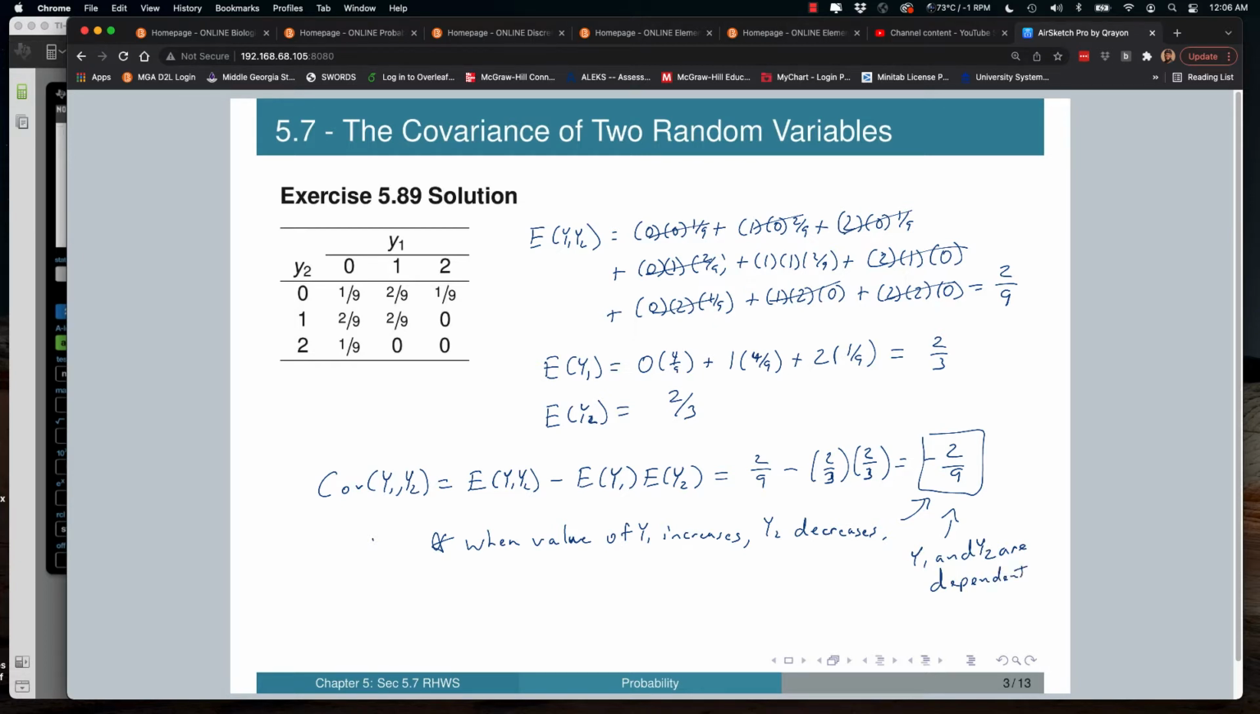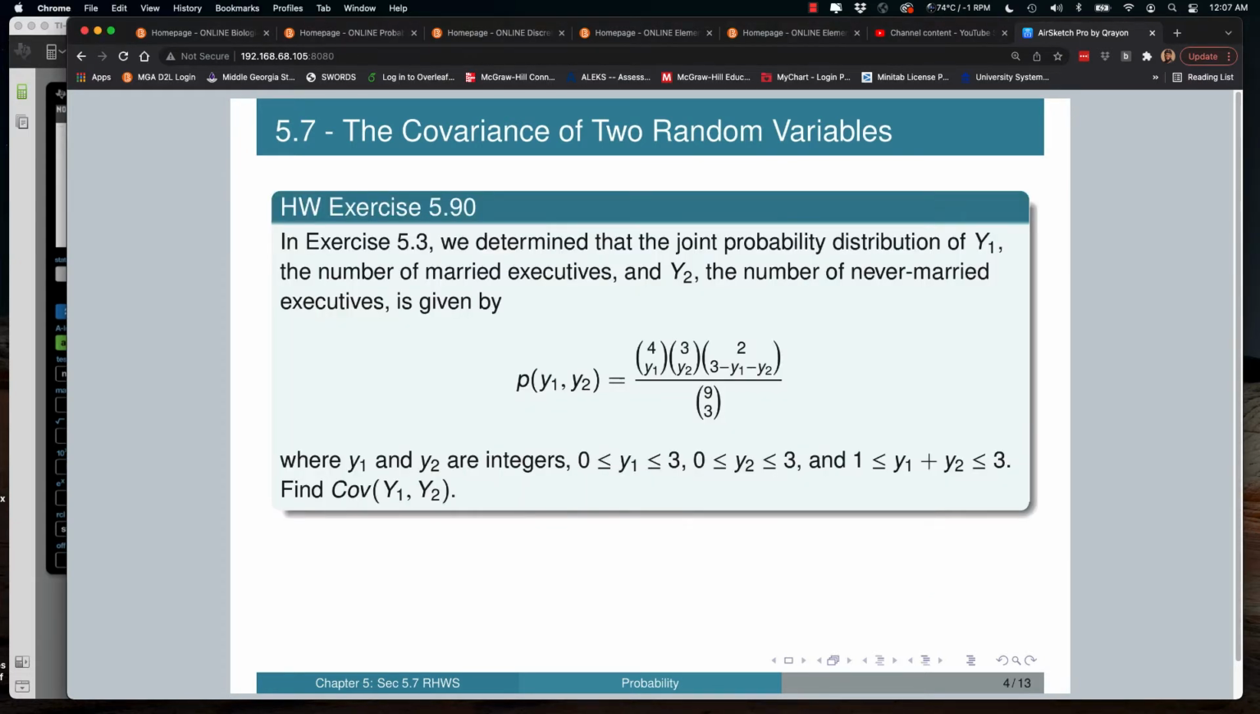Okay, so let's do the next one. The next one's exercise 5.90, and we've worked with this problem a couple of times as well. In exercise 5.3, we determined that the joint probability distribution of y sub 1, the number of married executives, and y sub 2, the number of never married executives, is given by the following probability function, really a multinomial function, where y sub 1 and y sub 2 are integers, y sub 1 is between 0 and 3, and y sub 2 can be a value between 0 and 3.